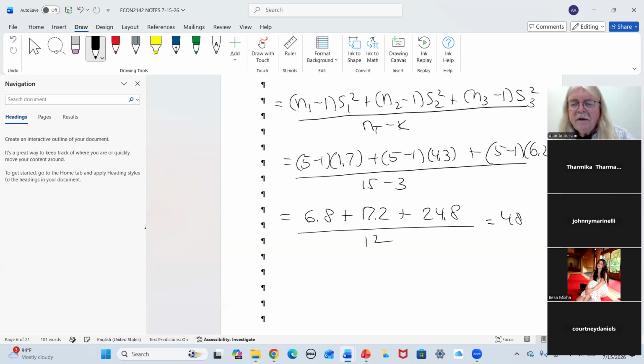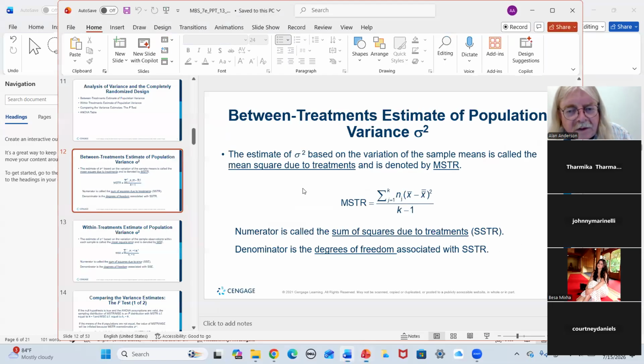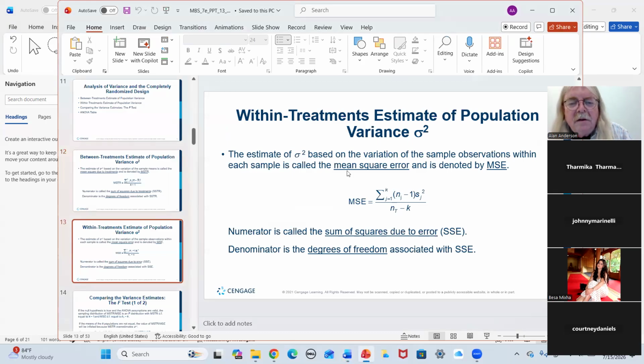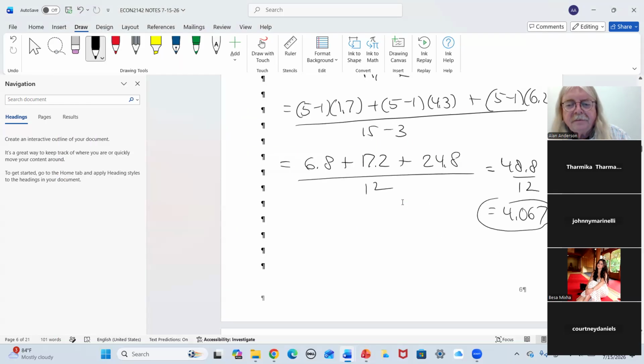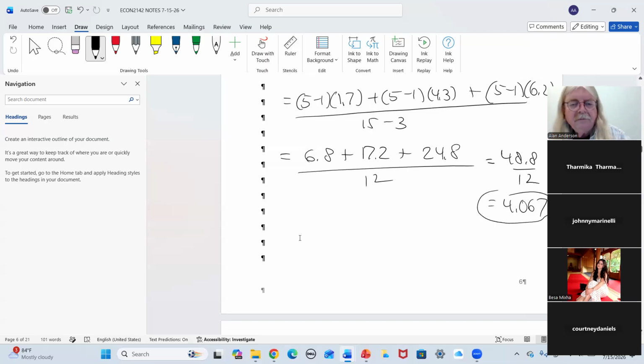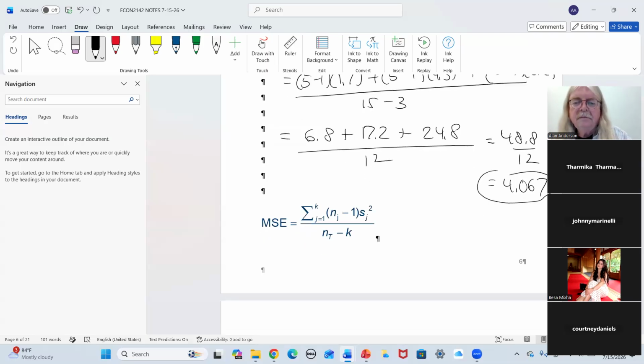48.8 over 12 is about 4.067. So this is, remember, we call this the MSE, the sum of squares due to error. And the degrees of freedom in this case is NT minus K. It's in the denominator.